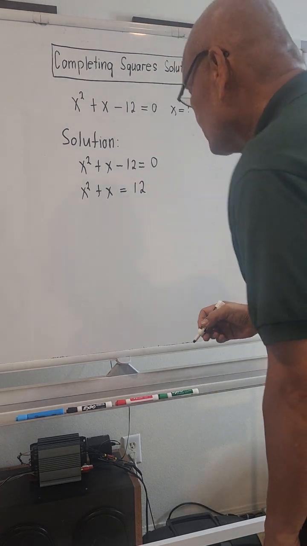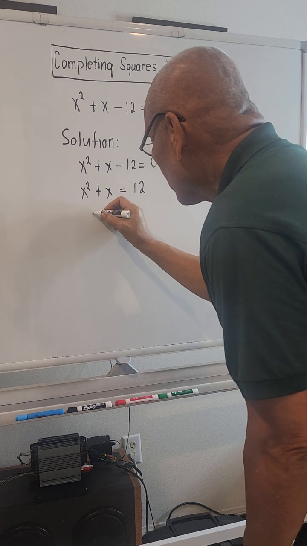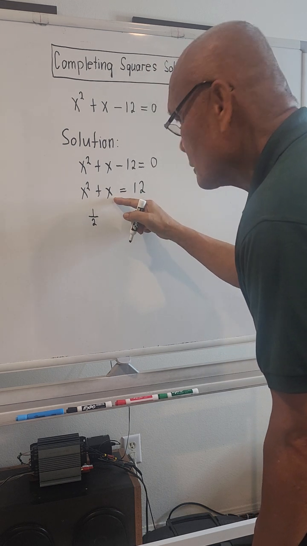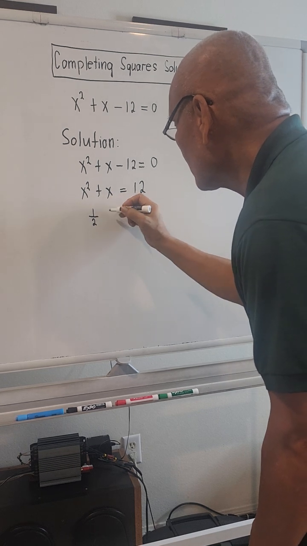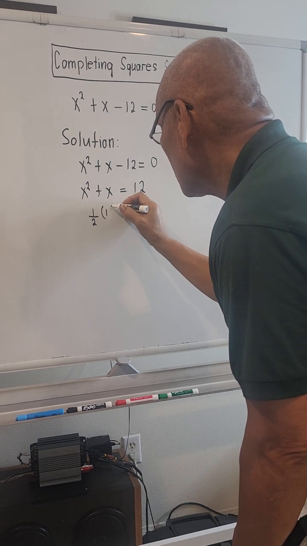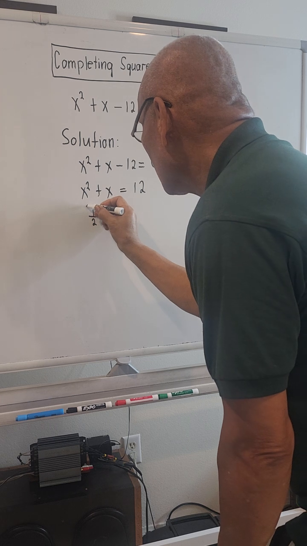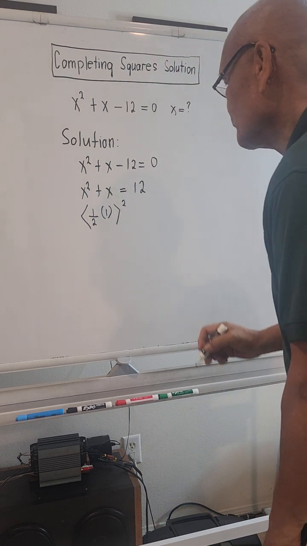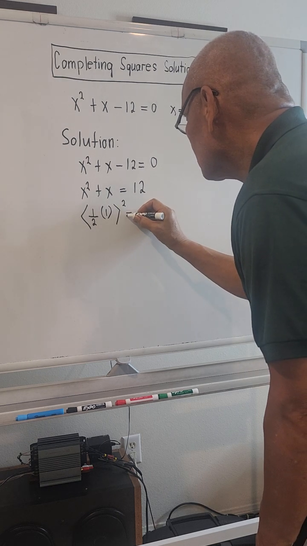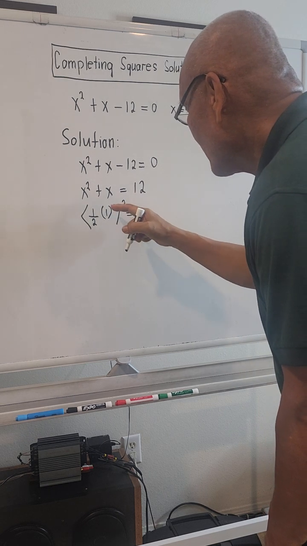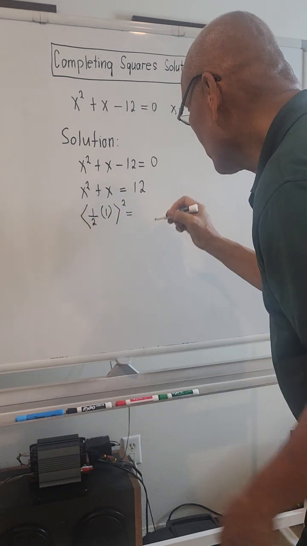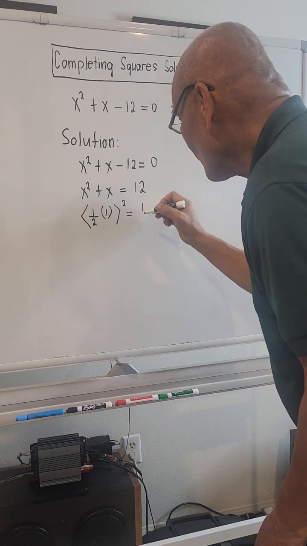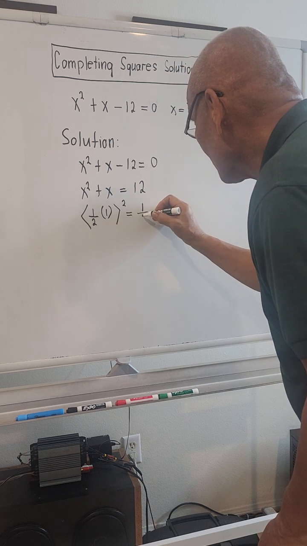The next step, we'll take 1/2 of the coefficient of x. The coefficient of x here is actually 1, so this is 1/2. Then we square that. So 1/2 times 1/2 is 1/4. Square the 1, it's still 1. 2 squared will be 4. So this will be 1/4.